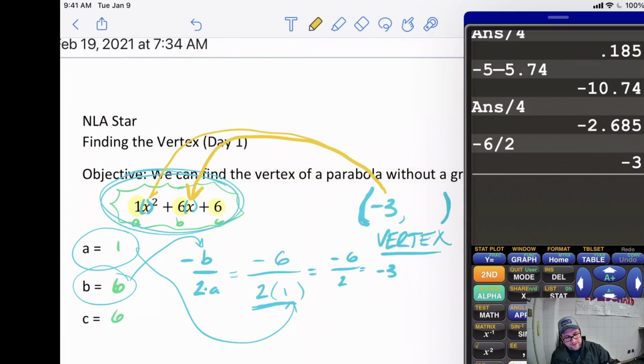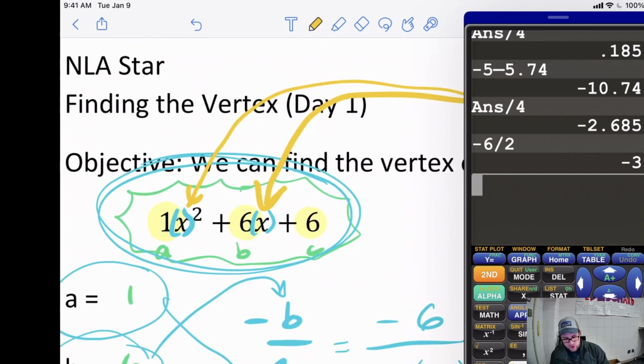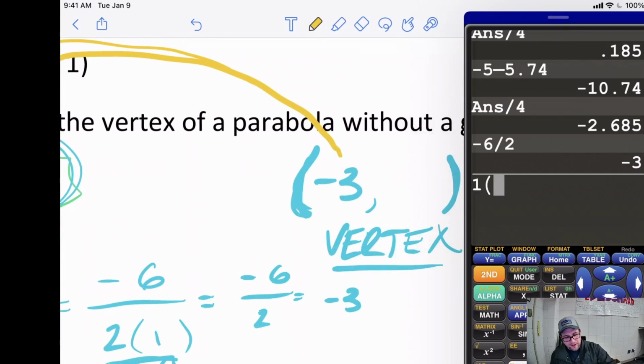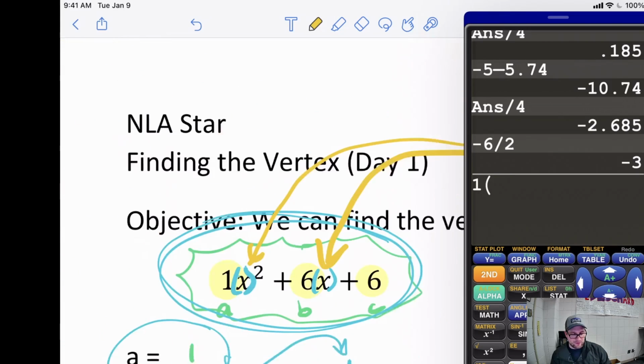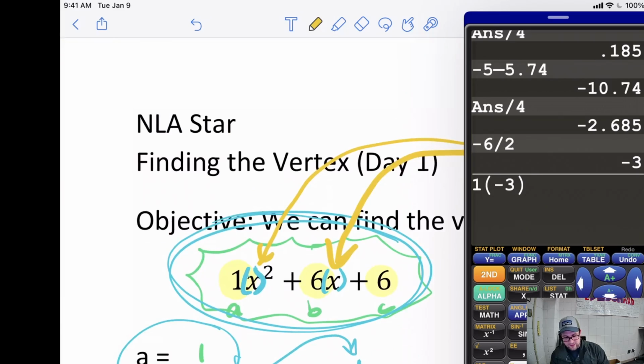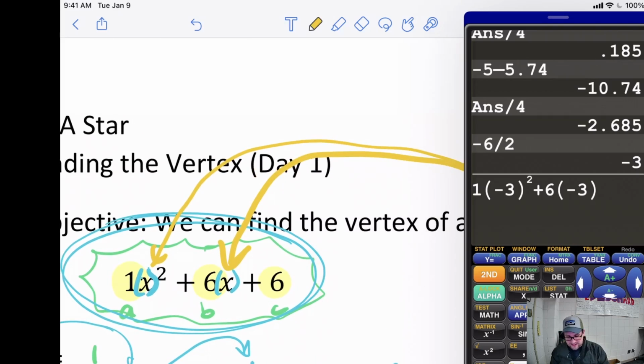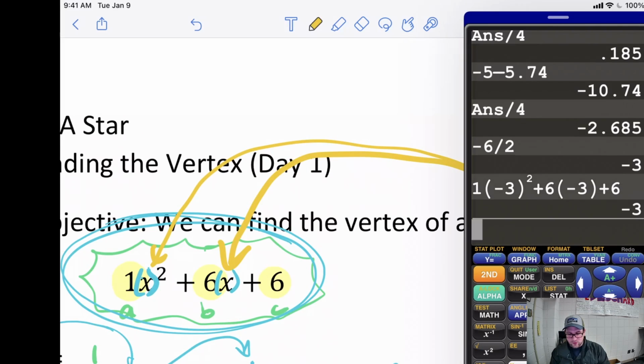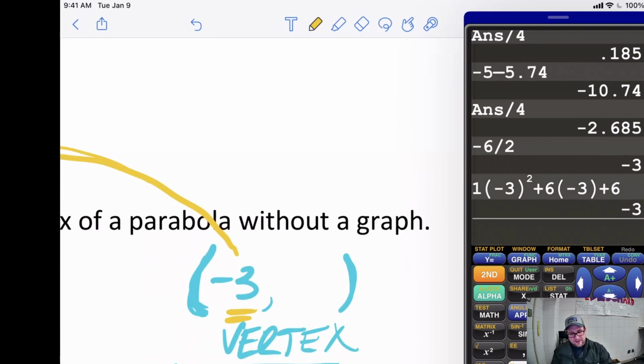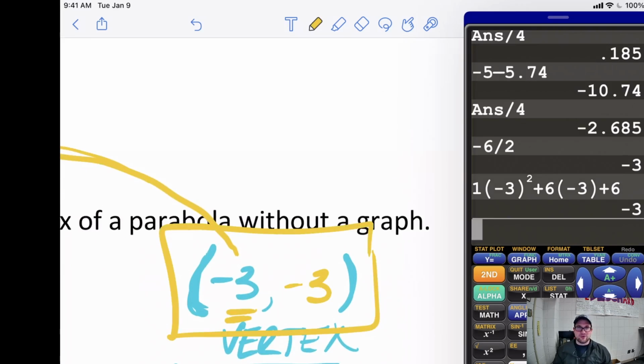So I'm going to retype this out exactly like I see it. So I have 1 parenthesis. Now inside the parenthesis, we're putting whatever we found over here, which was negative 3. So I'm going to have 1 times negative 3 to the second power plus 6 times negative 3. Right? I'm plugging negative 3 in wherever I see an x, and I make sure I have parentheses. And then the last thing I'm going to do is say plus 6. So when I hit enter, I get negative 3. So that means that my vertex is at negative 3, negative 3, just like that.